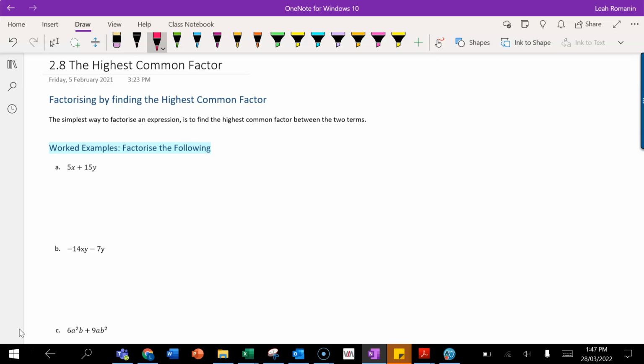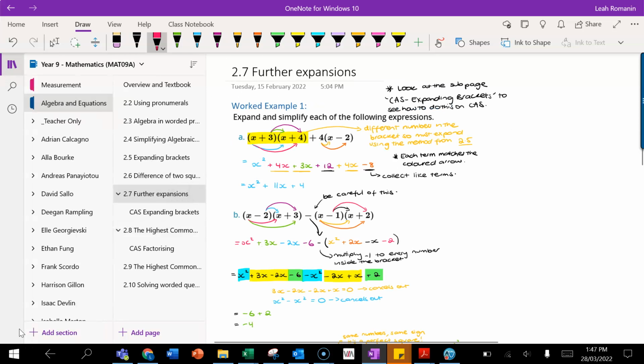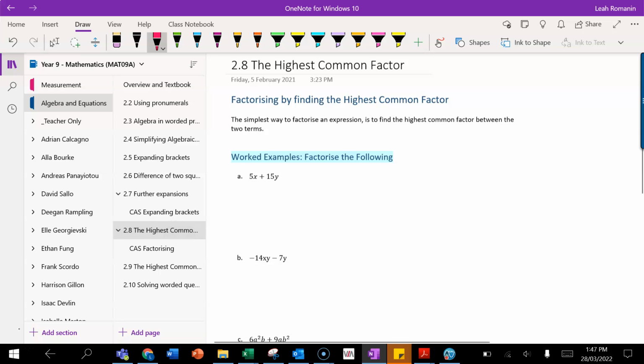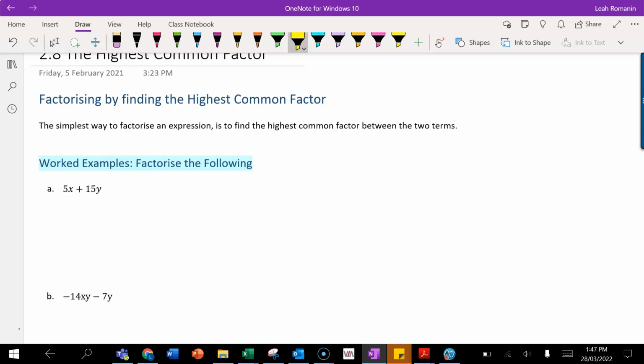So today we're moving on to 2.8, which is the highest common factor, which is a chapter all about factorizing. What we've been doing at this point in time is expanding. So we've had brackets and we're expanding them out to give us a set of terms. What we're doing in this chapter is actually going back the opposite way. And the way we go back the opposite way and get those brackets to appear is by finding the highest common factor. Now, the highest common factor, remember, is the biggest number that is going to go into both of your numbers.